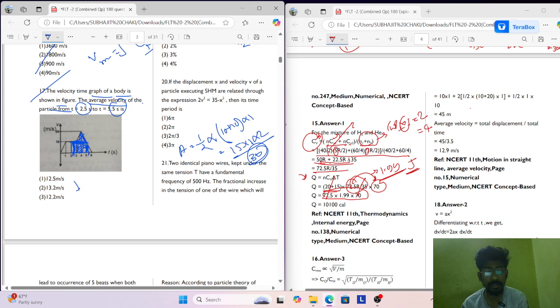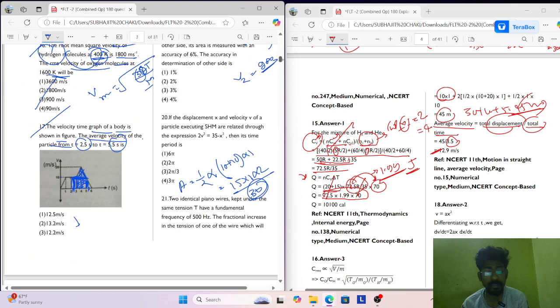The area of the trapezium part is 30, and the area of this part is 10 plus half of this, which means 5. So 30 plus 10 plus 5 equals 45 meters. And average velocity is total displacement by total time. Total displacement we got is 45, total time is 5.5 minus 2.5, which means 3. 45 by 3 is 15. This will be 2, not 2.5. This will be 2, right?